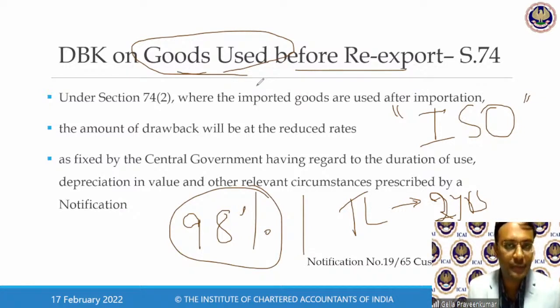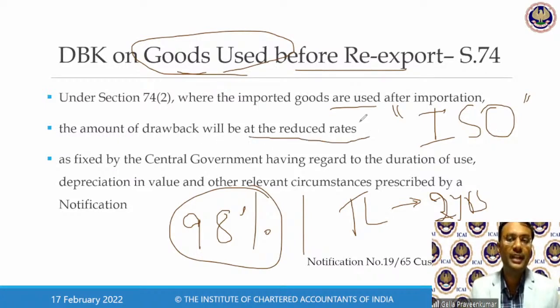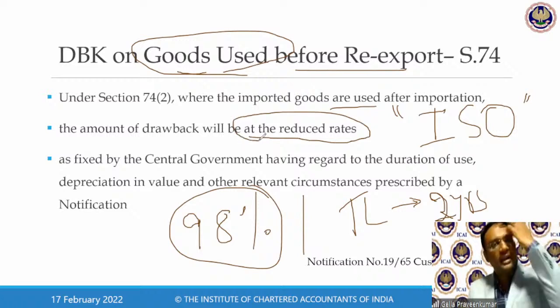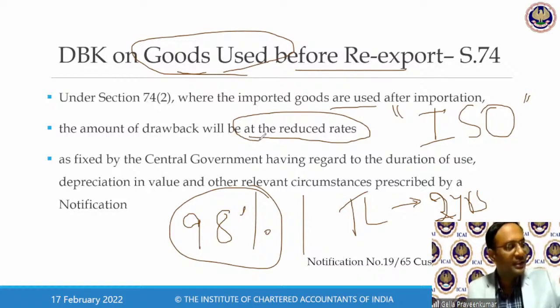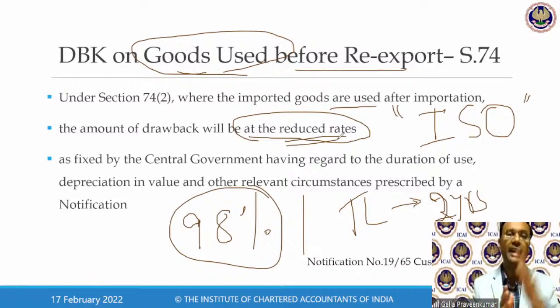So what does my section 74 say? Where the imported goods are used after importation, the amount of drawback will be at a reduced rate. Now, government has also seen this practice. Don't think that we are smart as professionals. The businessmen are intelligent. Even the customs, even the government officers, are equivalently intelligent to you. What they say is, look, because the goods are used, I'll give you drawback at a reduced rate. Another example: this bicycle which was brought by tourists, assuming that this is a bicycle which has some sort of features where it could be given on rent at Goa beach.